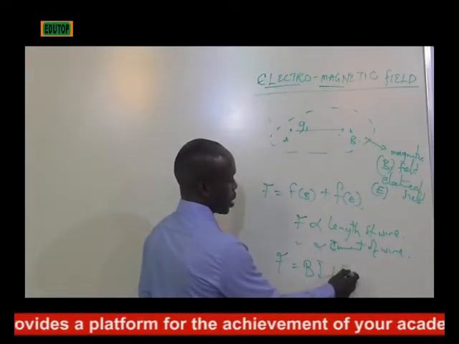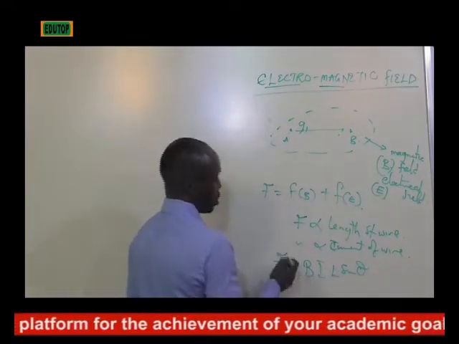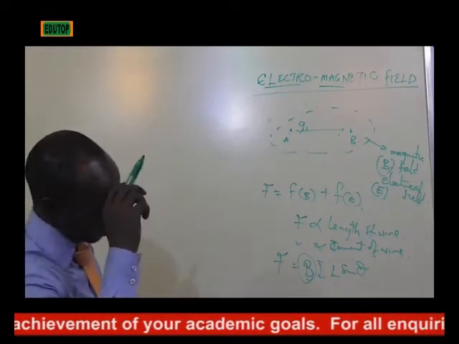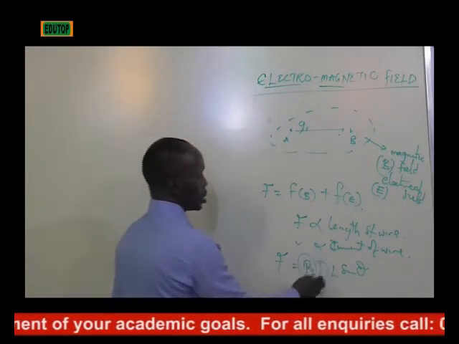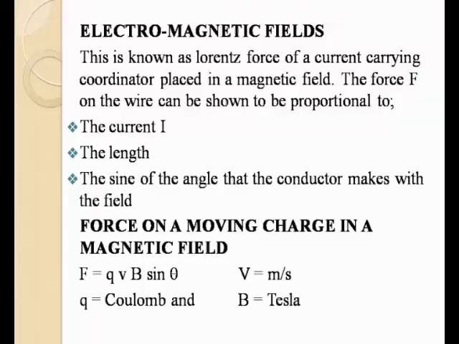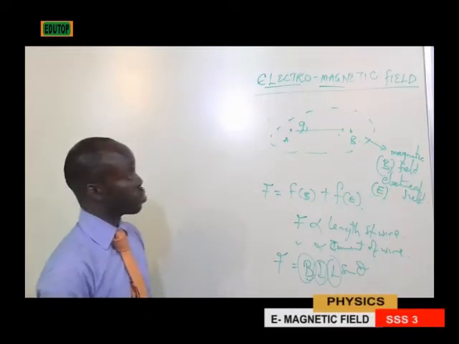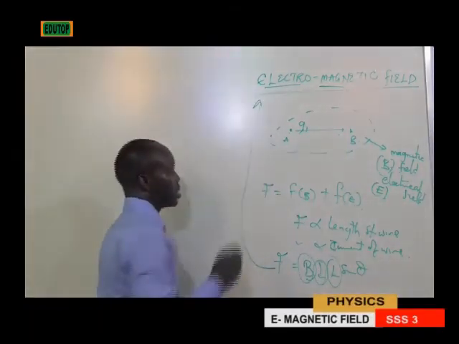IL sine theta. You know, we have said all this. This is your magnetic field. Your I is your current, your L is the length. Force on a moving charge in a magnetic field. You understand? This is just the general force under electromagnetic field.